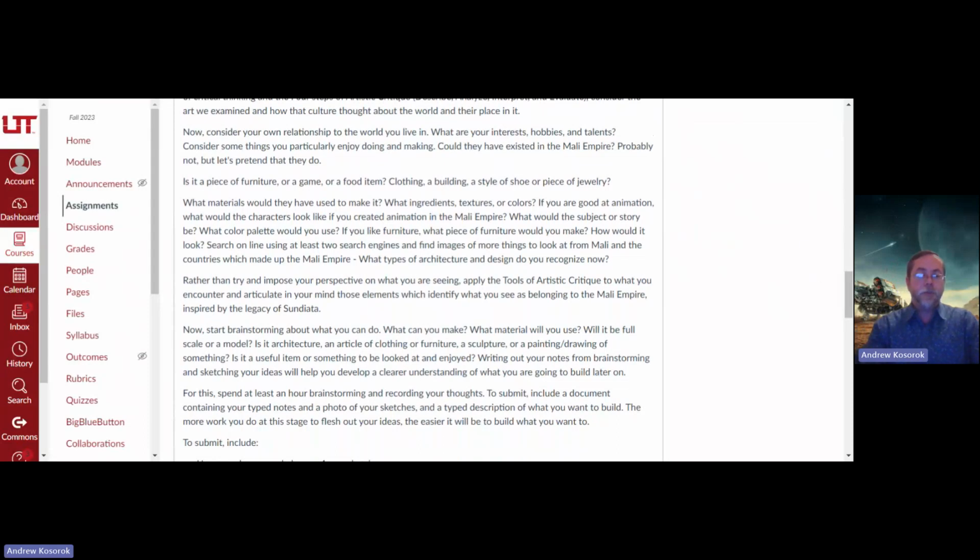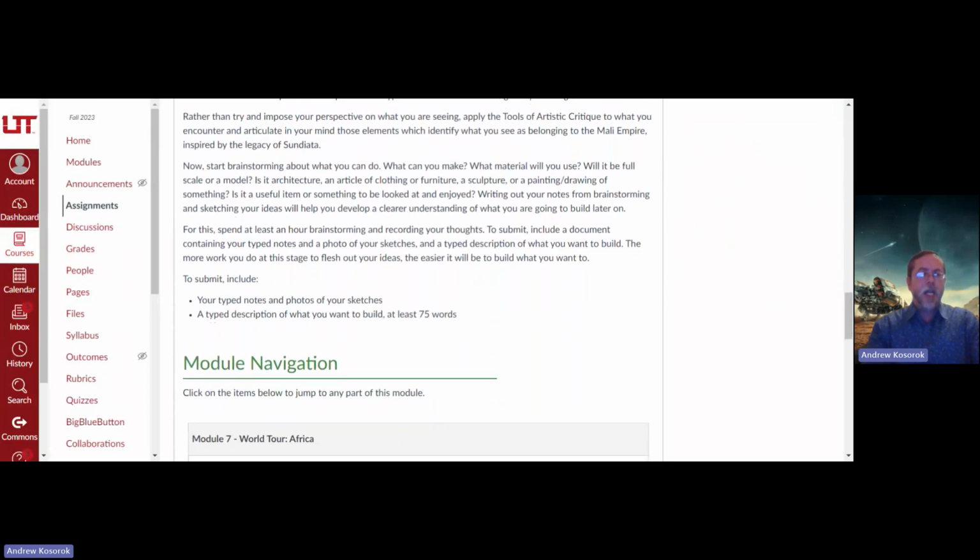So I want you to spend some time on research and at least an hour brainstorming and recording your thoughts. And then I say here, to submit, include a document containing your typed notes and a photo of your sketches. So don't leave it just handwritten. Take your handwritten notes and type them up, and take pictures of the sketches that you've done.